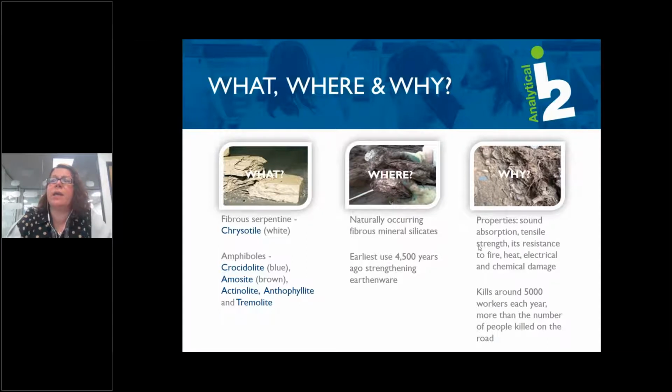So where do we find it? Well, it is natural. It is a mineral. It's mined, and the earliest use is somewhere around 4,500 years ago, particularly for strengthening earthenware back then. More recently, we've used it for sound absorption, tensile strength, and resistance to fire, heat, electrical and chemical damage. We're all familiar with asbestos lagging, but also textured coatings in houses, all sorts of different uses. And it does still kill quite a few people each year. This is because of the long residence time once you have inhaled asbestos fibres for them to potentially cause an issue.